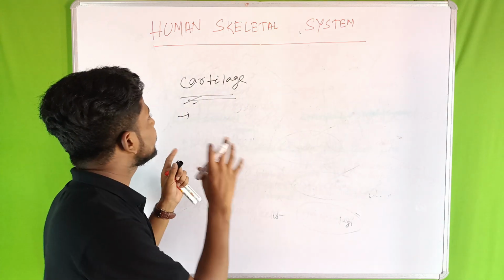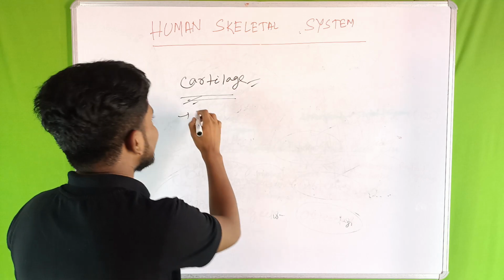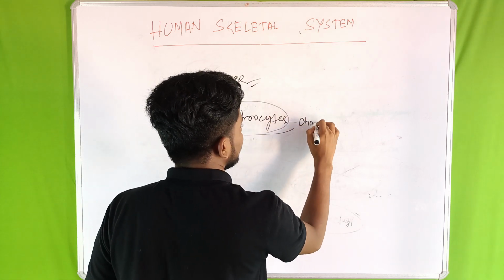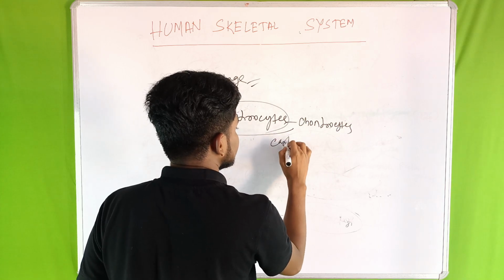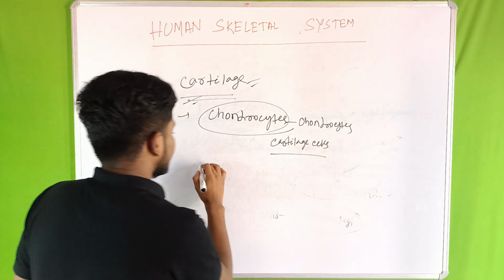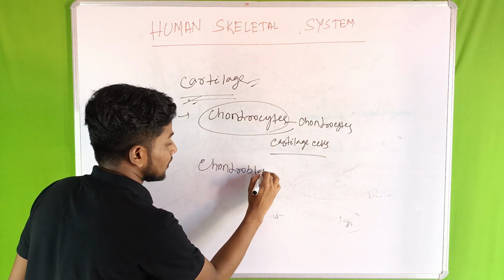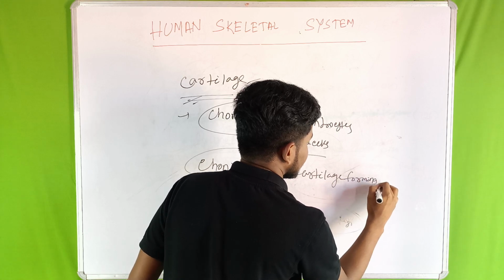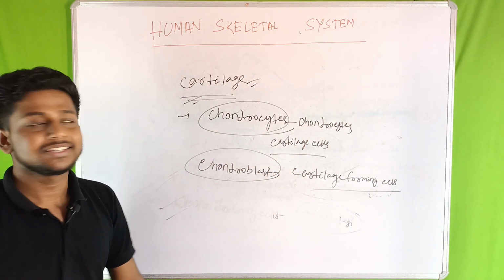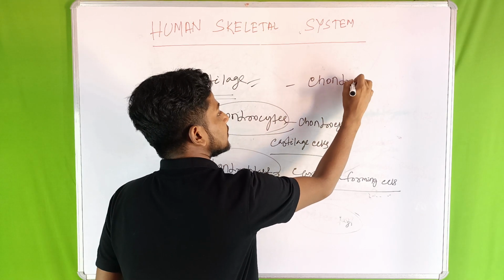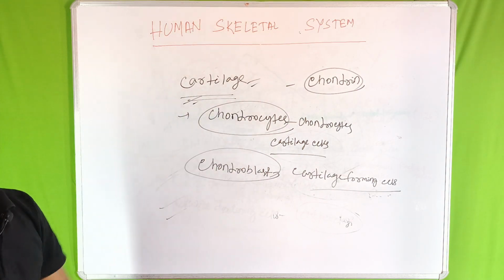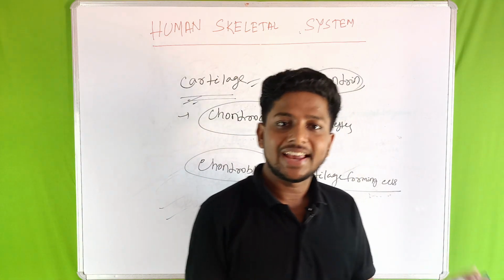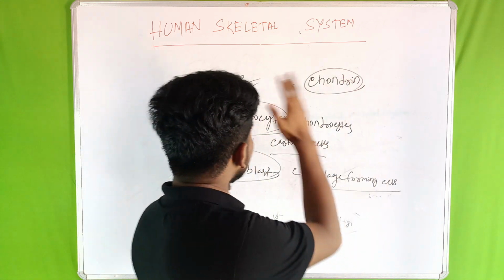Cartilage cells are called chondrocytes. Chondroblasts mean cartilage forming cells. The protein present in cartilage is called chondrin. This is the basic fundamentals of cartilage. Okay, so there are different types of cartilage: elastic cartilage, hyaline cartilage, and calcified cartilage. We will go to a further video for details about bone and cartilage.